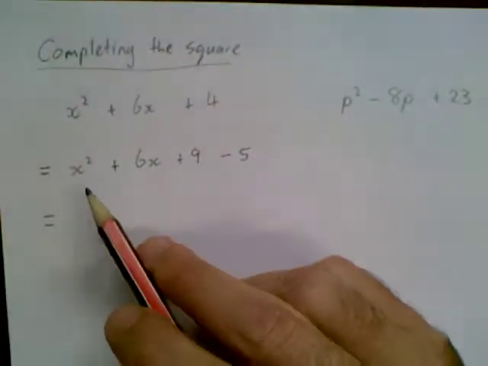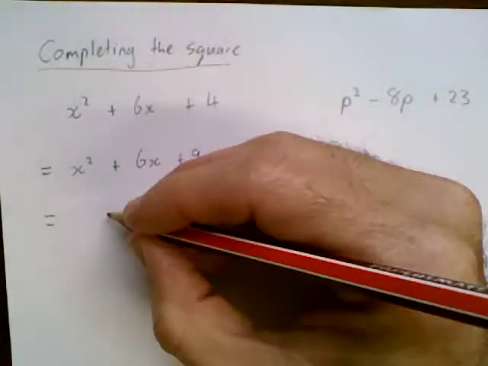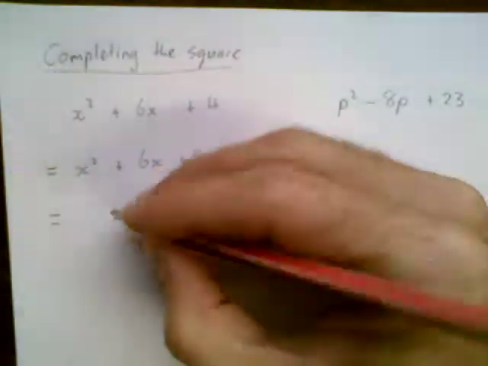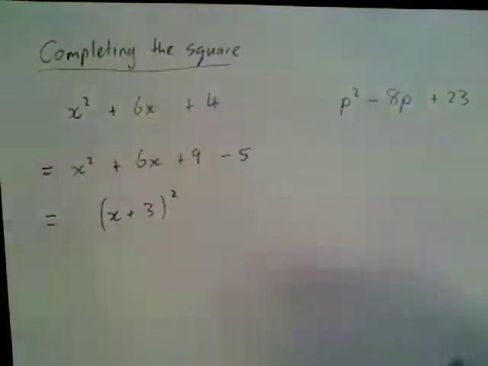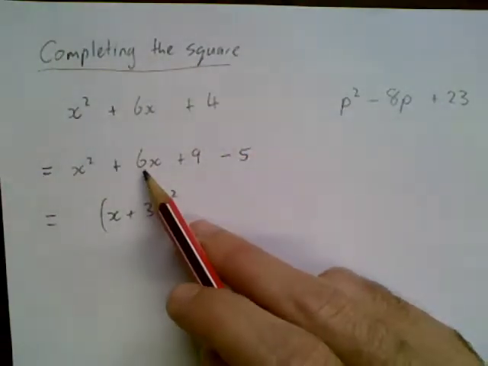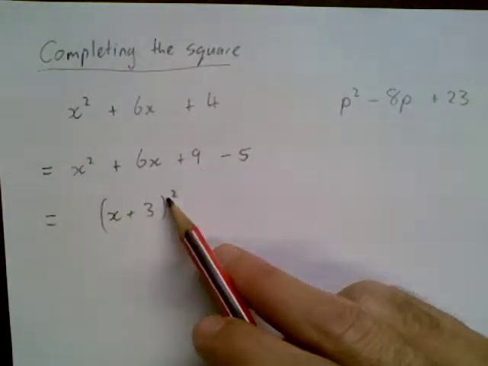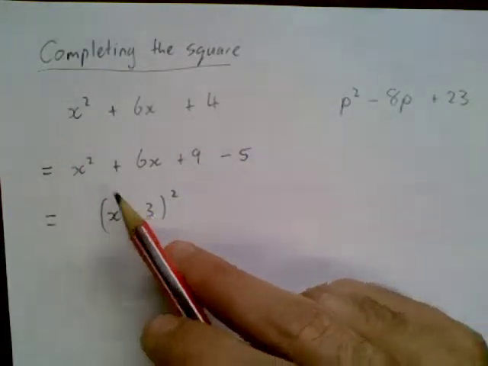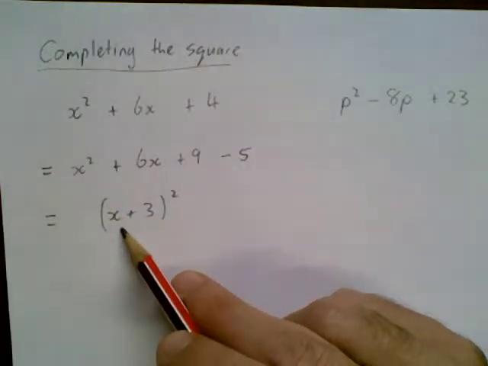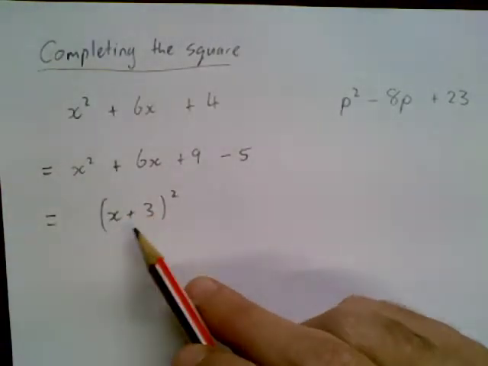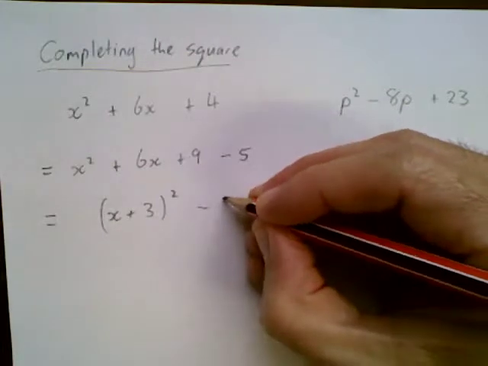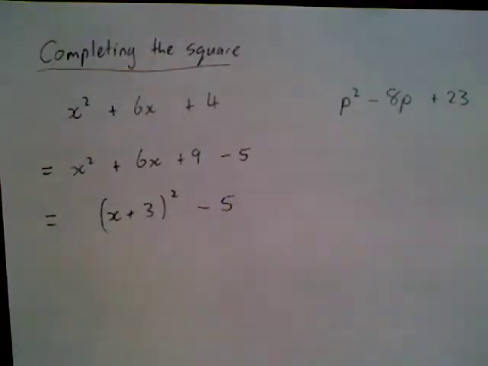So next step, we can say the x squared plus 6x plus 9 becomes x plus 3 all squared. So where did I get that from? You half the 6 here, which is 3. Also, the square root of 9 is 3, and the square root of x squared is x. So we get our x plus 3 all squared, and then take 5, and that's our answer.